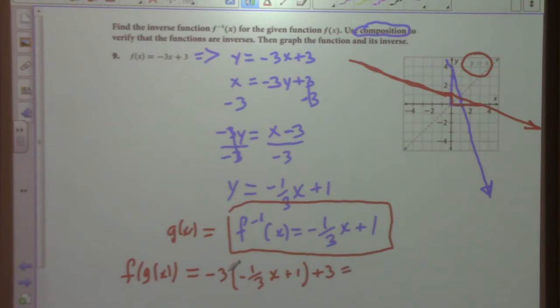Okay, and if we work to the right and simplify this, we get -3 times 1/3 is what? -3 times -1/3 is 1, okay? So this is going to cancel out here. So what we're going to get here is x, and what's -3 times 1? -3, and then we have plus 3, and what does this simplify to? X, okay? So this is a composition check for that, and that's one that, again, the book hasn't taught you to do yet, but that's what that is, okay?